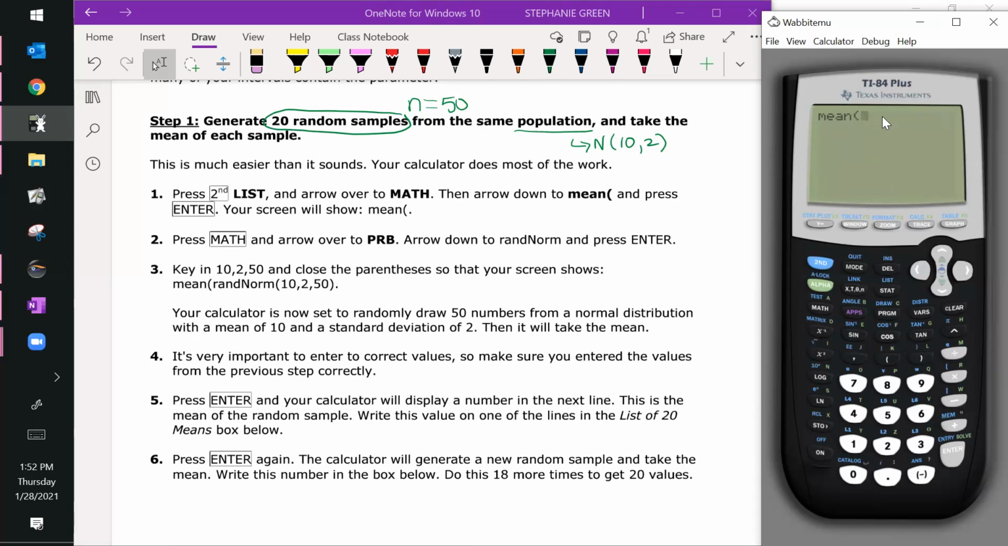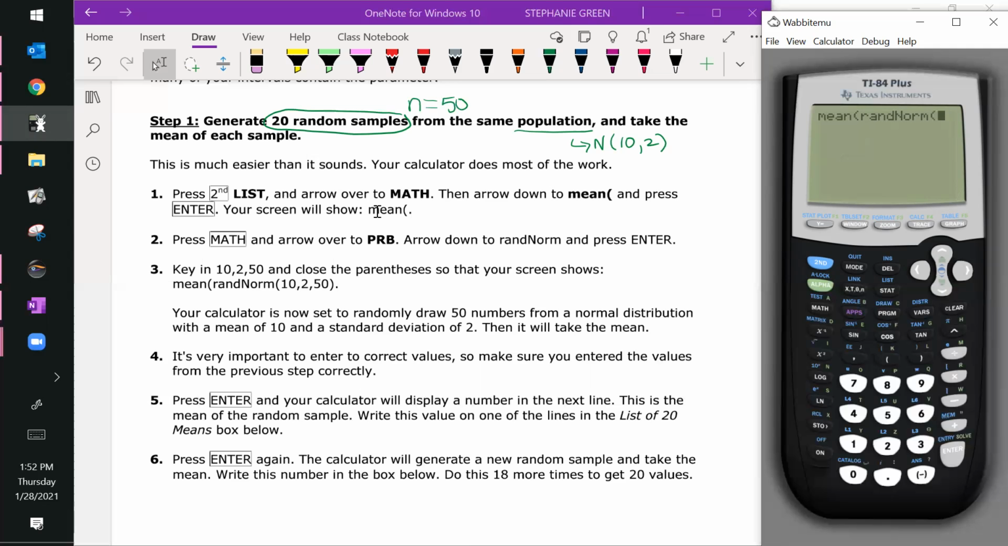Now I have to tell my calculator what I want the mean of. I want the mean of a random sample of size 50 from a population that is normally distributed with a mean of 10 and a standard deviation of 2. To have my calculator do that for me, I'm going to go to step 2, press math and arrow over to PRB, probabilities, and we're going to go down to the random norm option, option 6 on my calculator. I'll hit enter, and then it leaves it here. On a newer calculator, it might prompt you on what to put next.